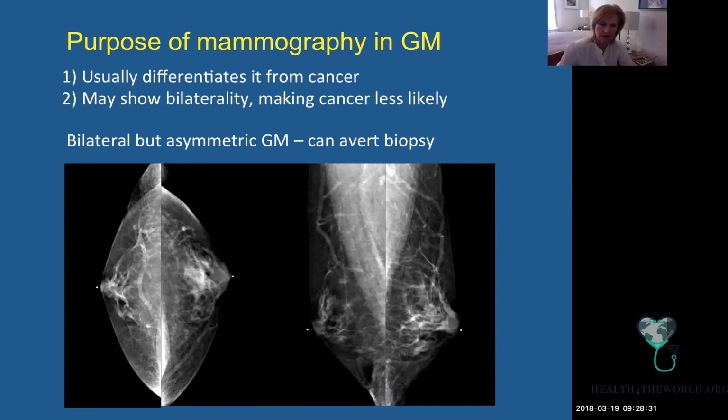So in this patient, he has gynecomastia on both sides, this proliferation of tissue, but it's clearly asymmetric. There's more on the left than there is on the right. But the fact that there is some on the right makes it much more likely to be benign gynecomastia, not cancer. So we can avert biopsy in this gentleman.